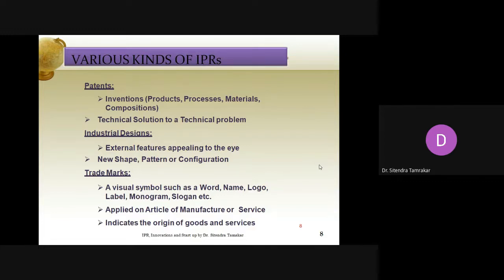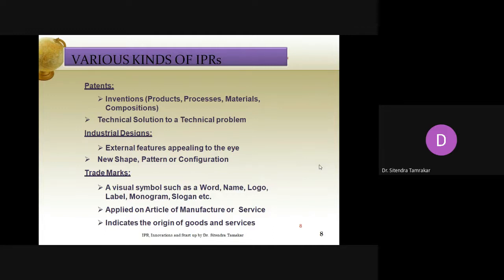Industrial design, as the name indicates, is granted for a design. That design could be anything: design of mobile phone covers, design of a mobile phone itself, design of a fan, or design of anything. All that comes under industrial design. Like if you are innovating some new shape which is not registered earlier, you can go for the industrial design.